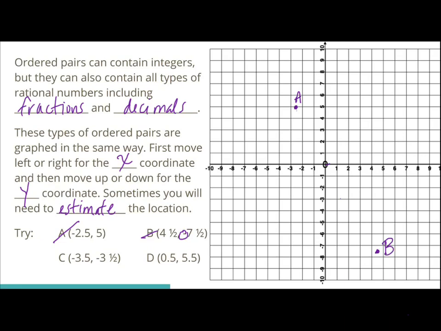And I have negative 3.5, negative 3.5. So I know this is going to be in quadrant 3 because it's negative, negative. So I'm going to move over to where the negative 3.5 is on my x-axis, and I'm going to move down to where it is on my y-axis. And again, you'll see that this spot is inside the box that is made on our coordinate plane. That's okay. Point D, 0.5. So I'm barely going to move over in between the 0 and the 1, and then up to 5.5. So in the box, not actually on a line.